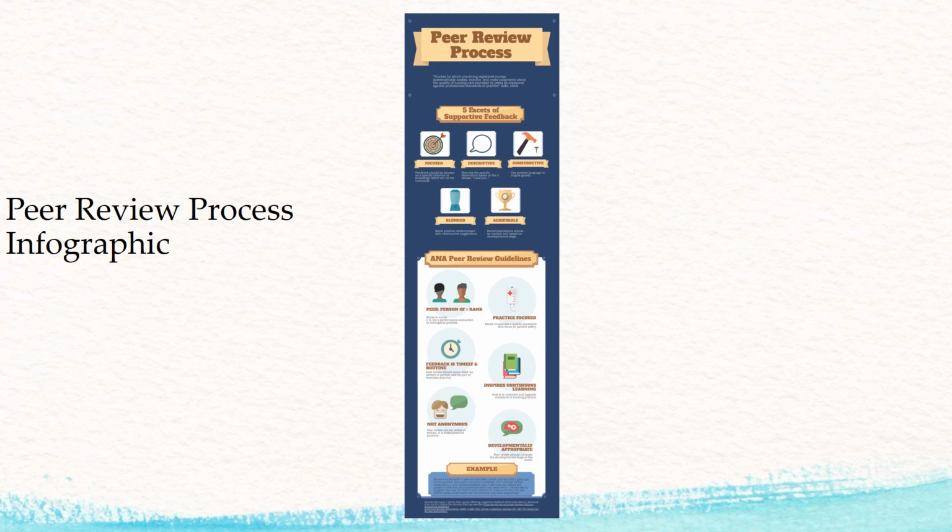I had previously created a peer review process infographic. You can see here at the top, it's got the 5 facets of supportive feedback, and down here below, it's got the ANA peer review guidelines, also with an example of a scenario where 2 nurses are giving feedback in an appropriate manner.